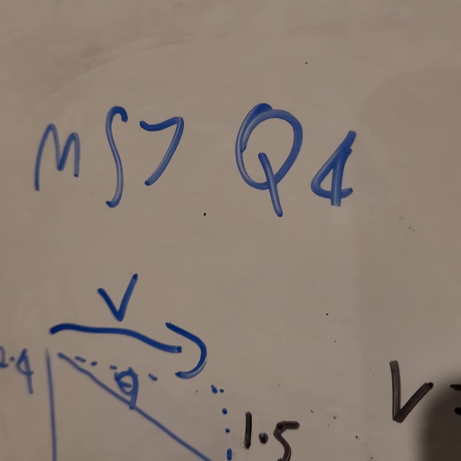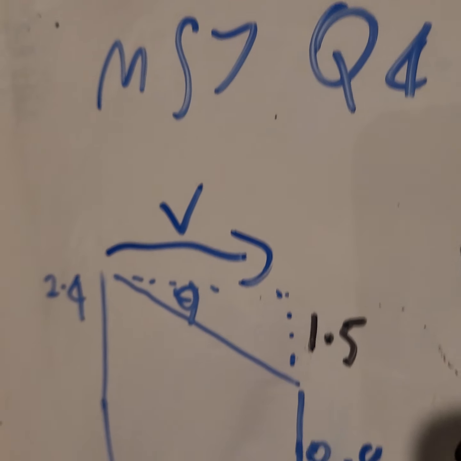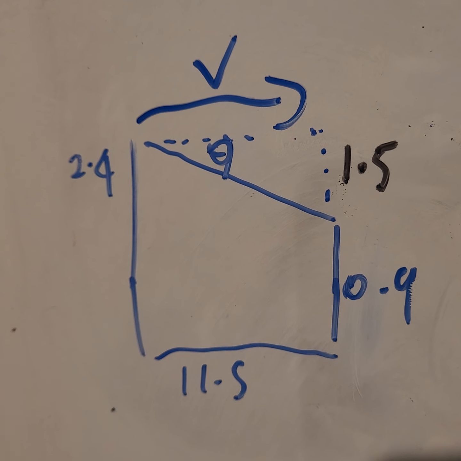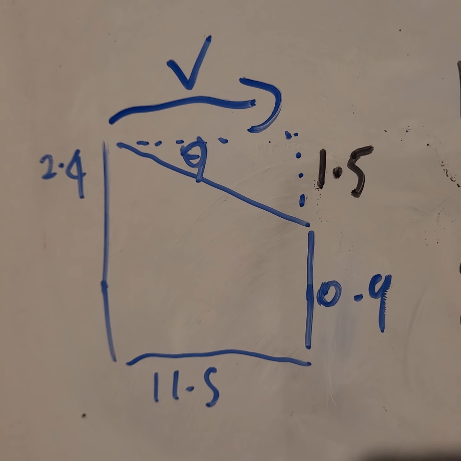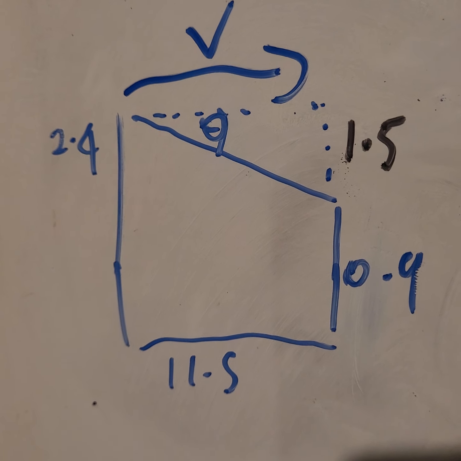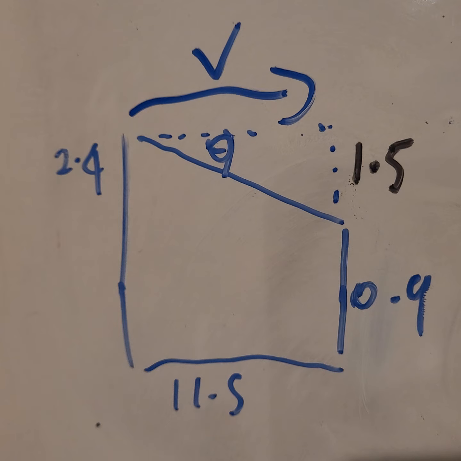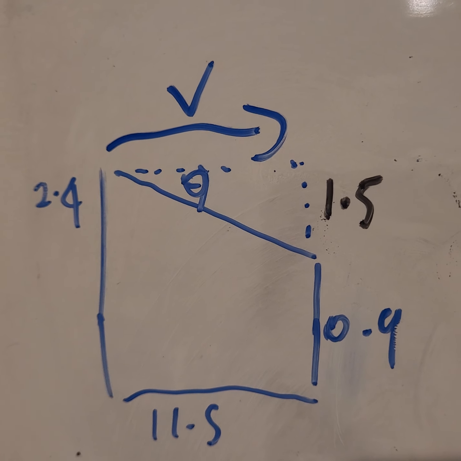The worked solution to Mechanical Science, sheet 7, question 4. So we have a person who's serving a tennis ball. The height of the serve is 2.4 meters and the net has a height of 0.9 meters. The person is standing 11.5 meters away from the net. So we want to know how fast the ball has to travel horizontally to clear the net.